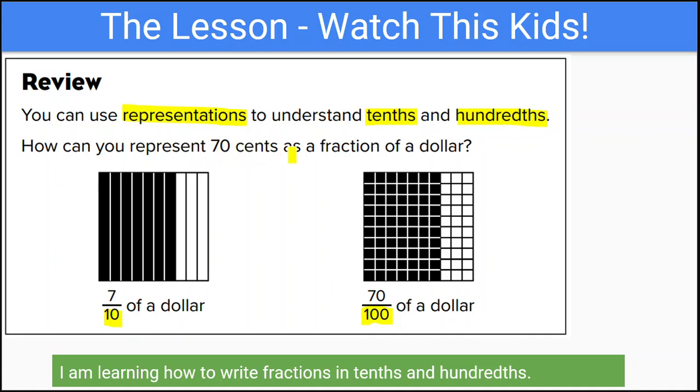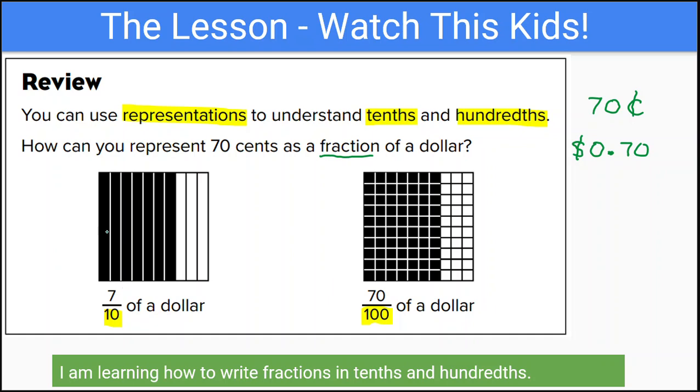How can you represent 70 cents as a fraction of a dollar? Usually we don't write money as a fraction. If you're talking about 70 cents, you can write 70 and then put the cent sign. If you want to write it with the dollar sign, the dollar sign goes on the left. There's no dollars, so we put a 0 and 70 cents. You can usually write it like those two, but here they want you to write it as a fraction of a dollar.